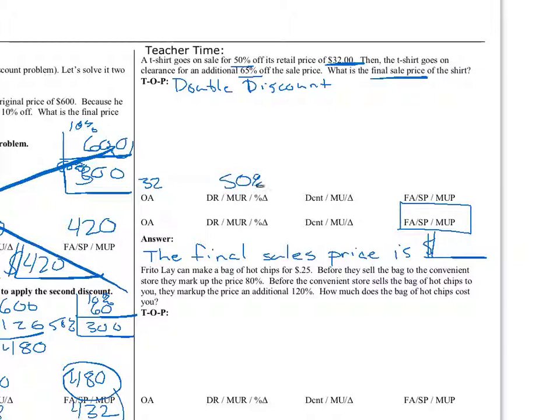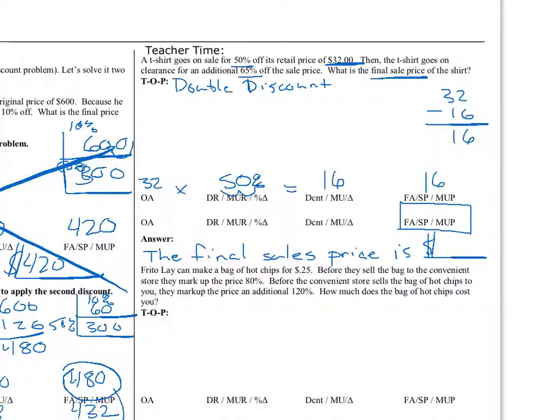I have 50% off. This is really nice because we don't actually need to do the multiplication here. This is one of our benchmarks. If it's 50% off, that means it's half. So 32 times 0.5 we know is going to be 16. Which tells us that after the first discount, 32 minus 16, it would be $16.